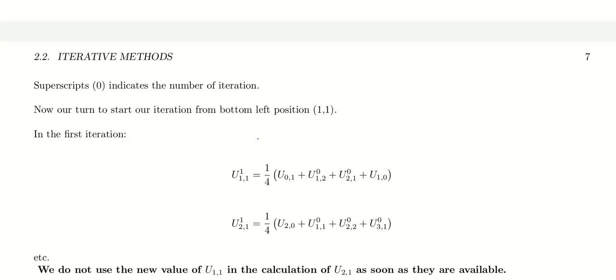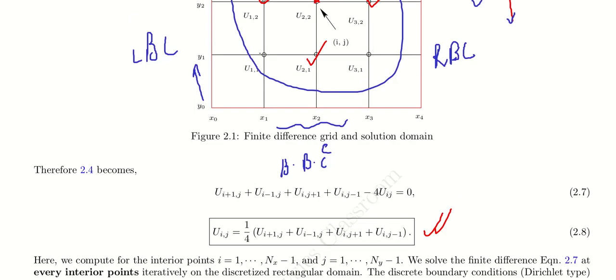Now our first aim is to calculate the first iteration. We must start our iteration from the bottom left position. That means this position. From this position, whenever you calculate u11, this value is given, this value is given, this value is given, this value is given. This is 0, 0 initially, and these values are given from the boundary condition. You compute this value. Something is computed, and then you go to the next point u21, and you need 4 values in the neighbor, this one, and this one.